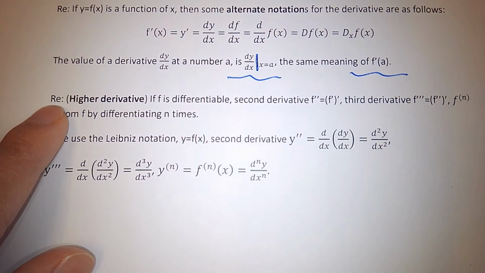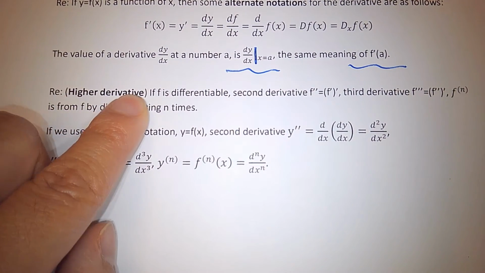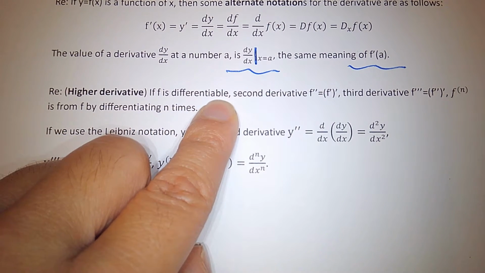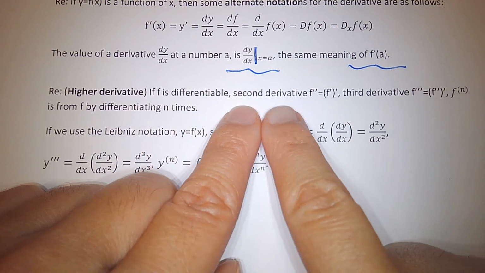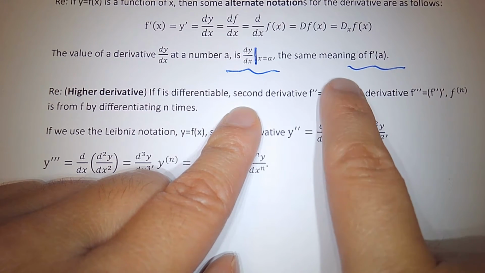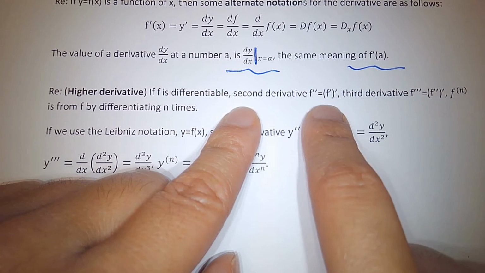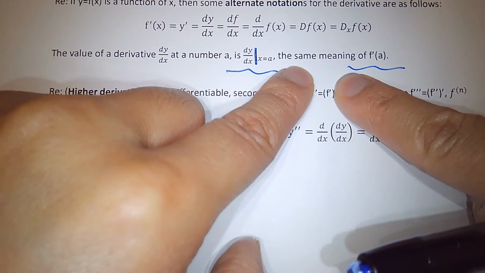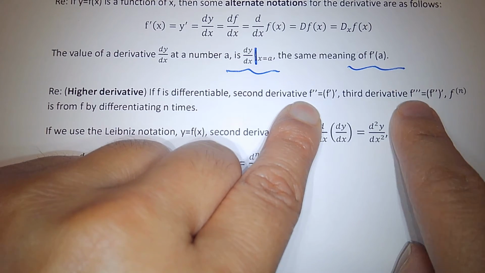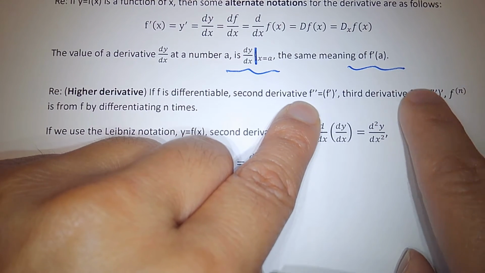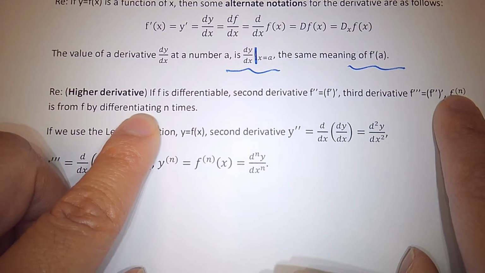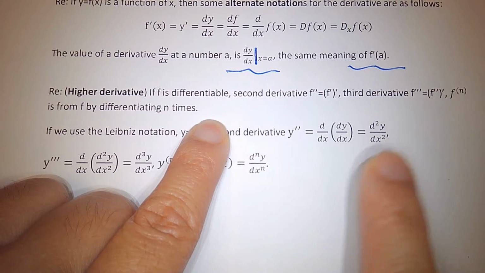Well, the other remark is telling us about higher order derivatives, okay? So if f is differentiable, meaning we are able to find the derivative of f, then the second derivative we call f prime prime. It is defined by what? The derivative of the first order derivative, okay? So we find the first order derivative of f, then we do another derivative. It gives us the second order. Third derivative is we find the derivative of the second order. Nth order is from what? We differentiate f n times.